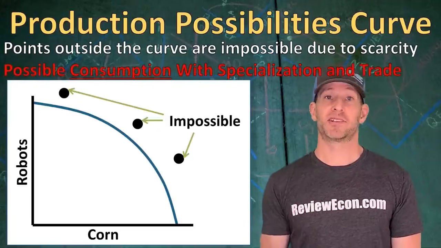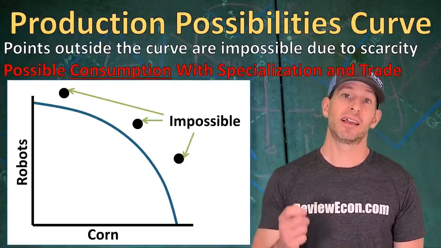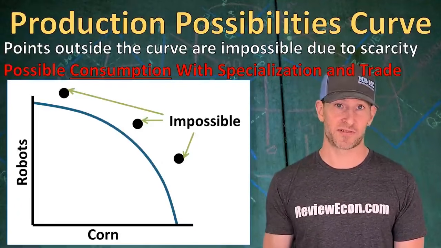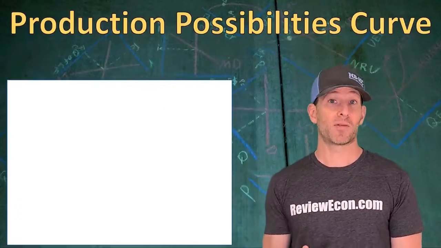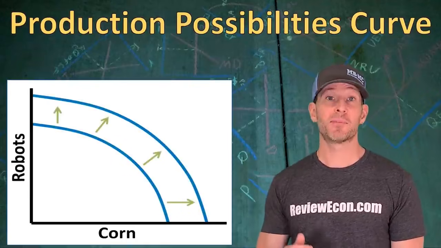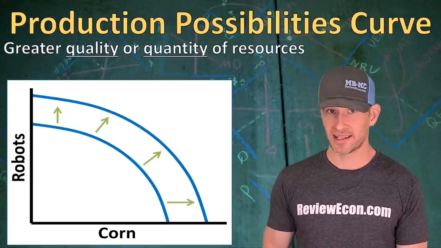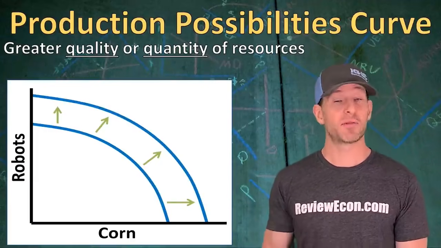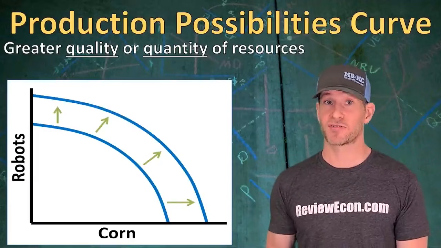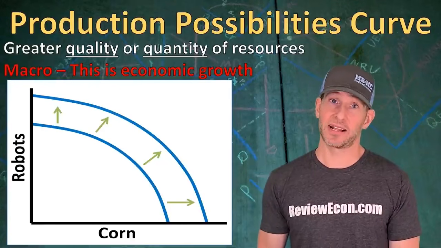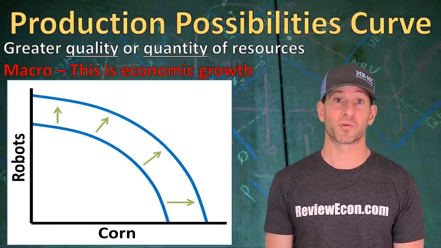With comparative advantage, specialization, and trade, it is possible for economies to consume outside their production possibilities curve, but not produce. An outward shift of the production possibilities curve comes from an increase in the quality or quantity of resources. With more land, labor, capital, or entrepreneurship, we will see an increase in the possible production of corn and robots. In macroeconomics, we call that economic growth. It's an increase in the long-run potential real GDP.